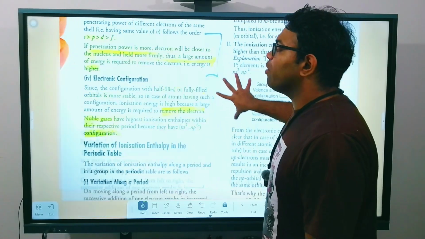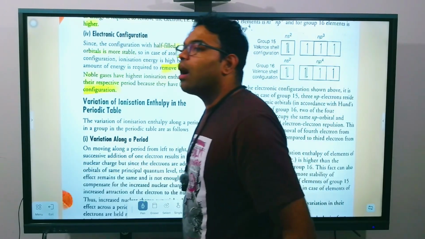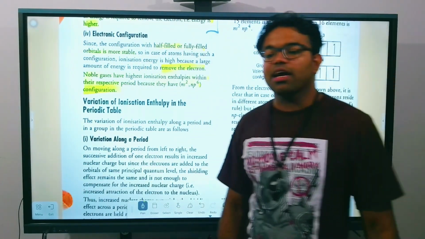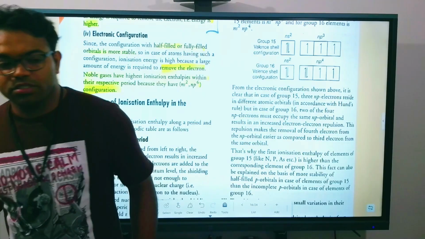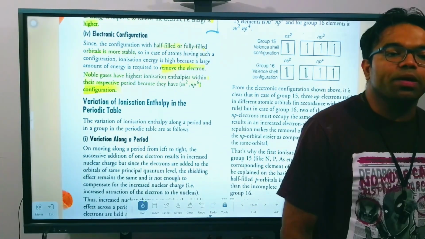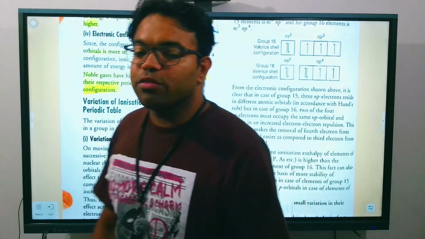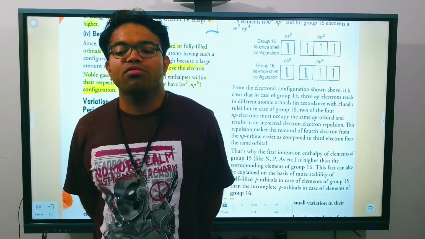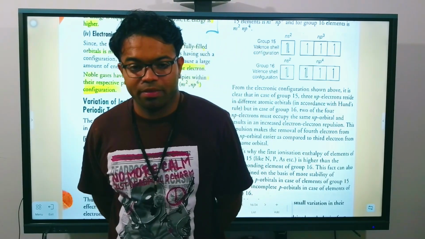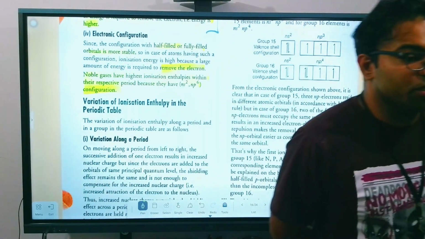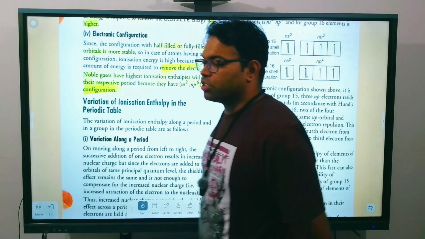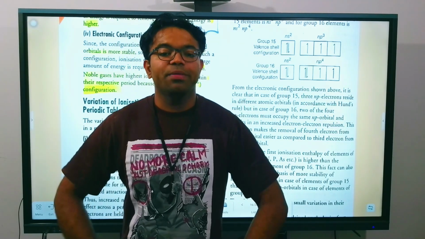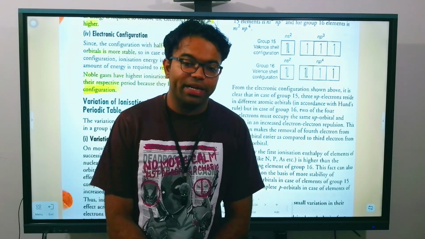Okay, next, electronic configuration. The configurations with half-filled and completely filled orbitals, we learned about this in structure of atom also. Half-filled and completely filled atoms have a special superpower. They are more stable compared to the others, right? Half-filled and completely filled arrangements allow us to have minimum repulsion compared to the other configurations. Why? Because they are equally spaced. They have a symmetric spacing.